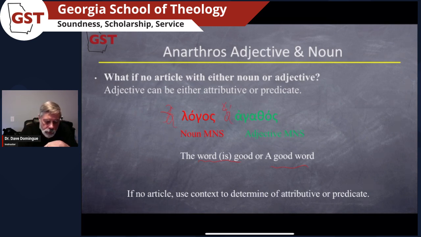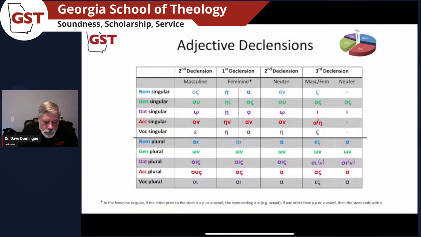But here again, there is no article, so it could be either or. Context has to be the guide to understand how it's being used in that context. If there is no article, the context determines whether it's functioning attributively or predicately. Let's talk a little bit about how to recognize. I really think I need to change the order and should have started with this, how to recognize it.